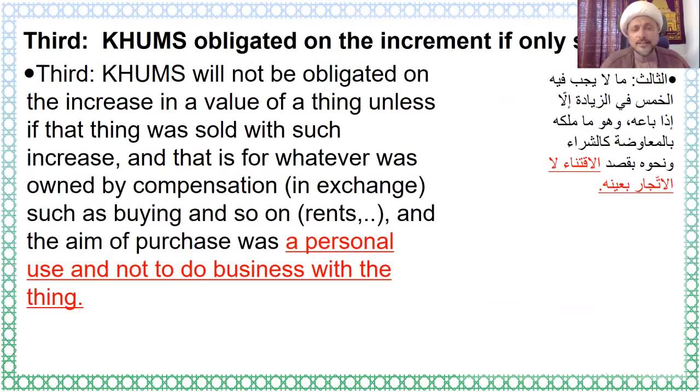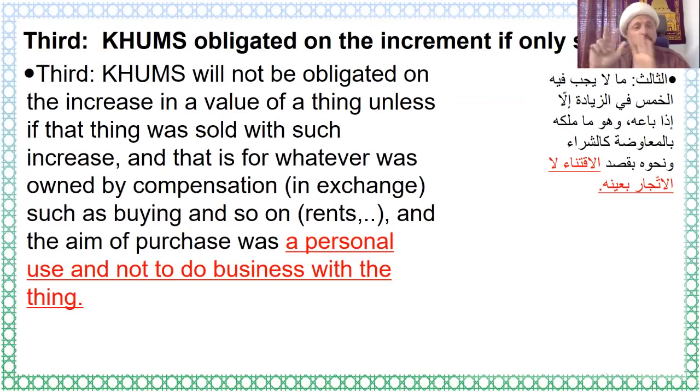The third, and we'll be done here; in our next session, we'll take the examples. So number 1 was you have prepared for business: khums is due, even if you don't sell it, if you were able to sell it. Number 2, you got it as an inheritance or something free: khums-paid, inheritance or dowry are exempt from khums. So we say no khums on the increase in the value for the khums-paid, the dowry, or the inheritance. Now the third one, مَا لَا يَجِبُ الْخُمْسُ فِي الزِّيَادَةِ. Khums is not obligatory on the extra, إِلَّا إِذَا بَاعَهُ, unless he sells it. And that is وَهُوَ مَا مَلَكَهُ بِالْمُعَاوَضَةِ. He purchased it, that means he gave a compensation.